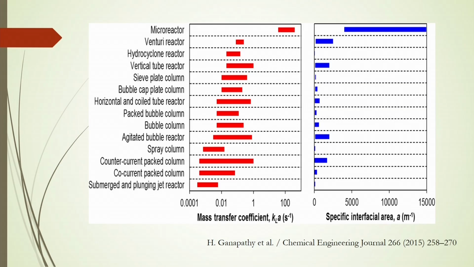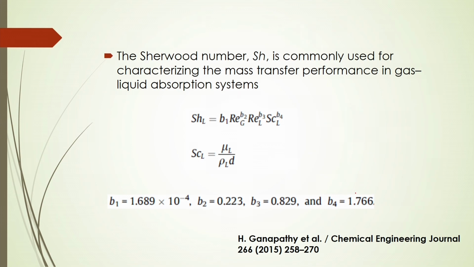And these are some other comparisons of the microreactor with different mixing devices. In this case also you will see that a very high specific interfacial area and mass transfer coefficient can be obtained for the microreactor. And based on the different operating parameters, operating variables, you can also have correlations to calculate or predict the mass transfer coefficient, as suggested by Ganapathy et al.